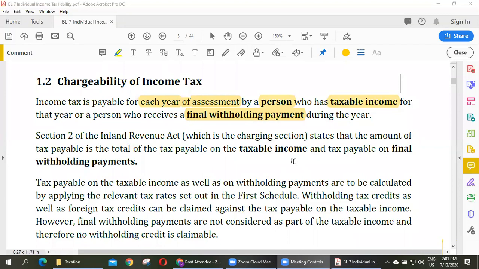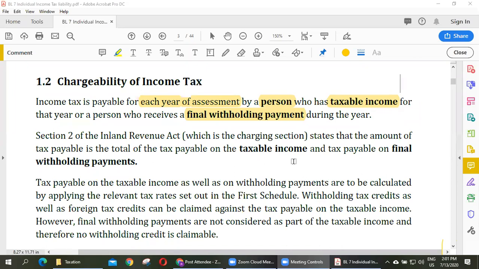Who is paying tax? The person who is getting taxable income. So you are also getting income, right? Say in terms of Mahapola, your parents give some amount of money, or you are doing small businesses and you are getting some amount of money. That's income. But on that income, you are not paying tax because these are not taxable income, right?